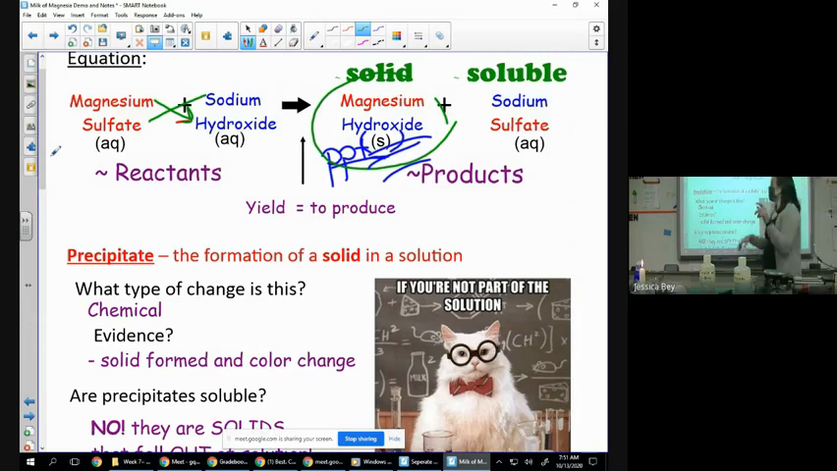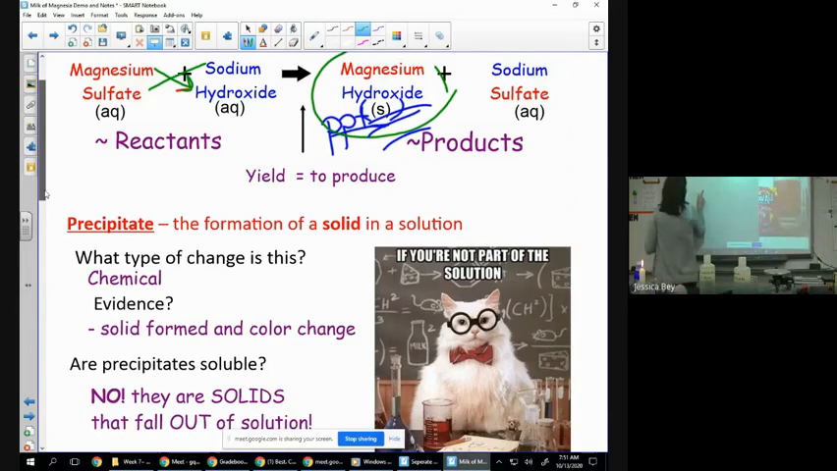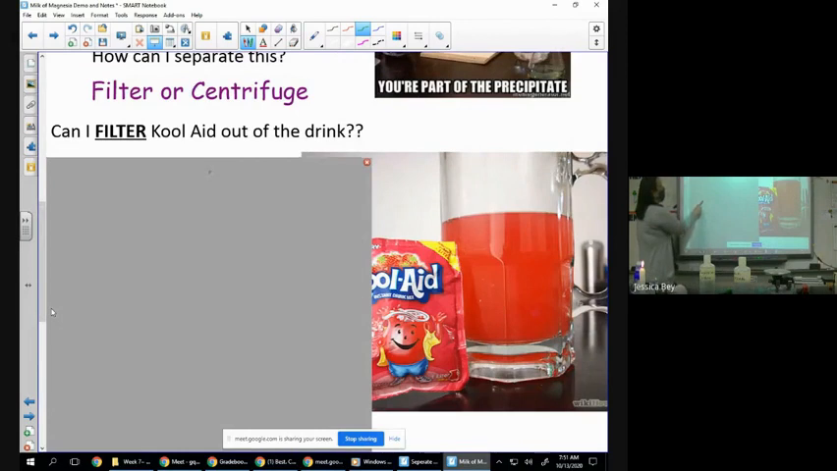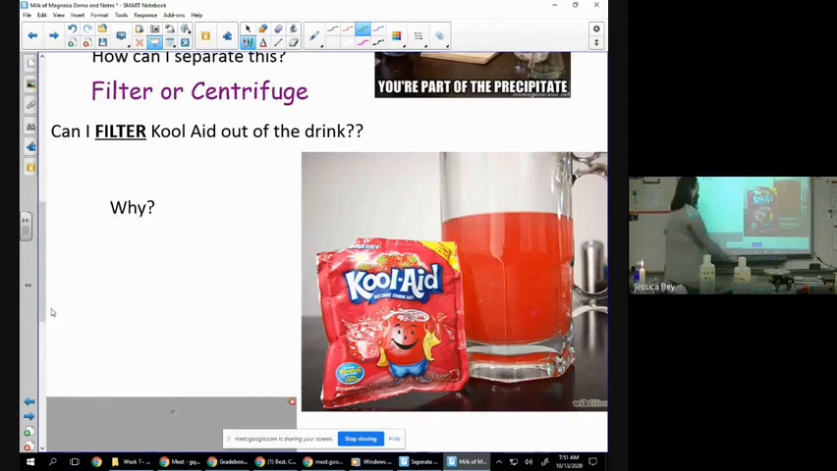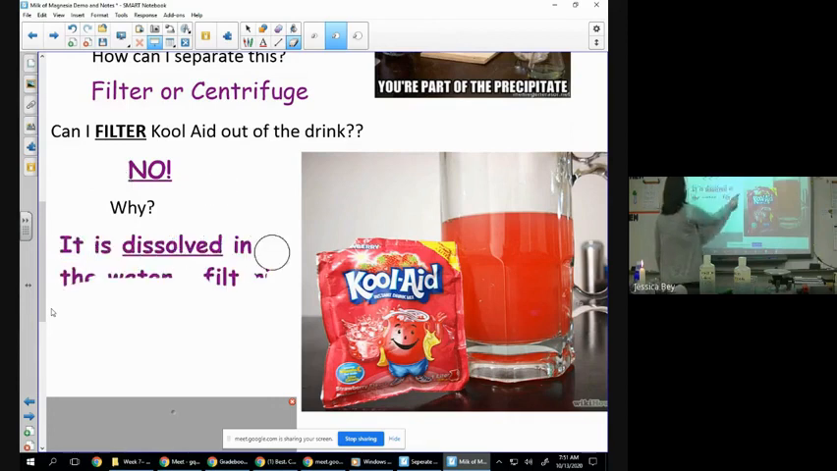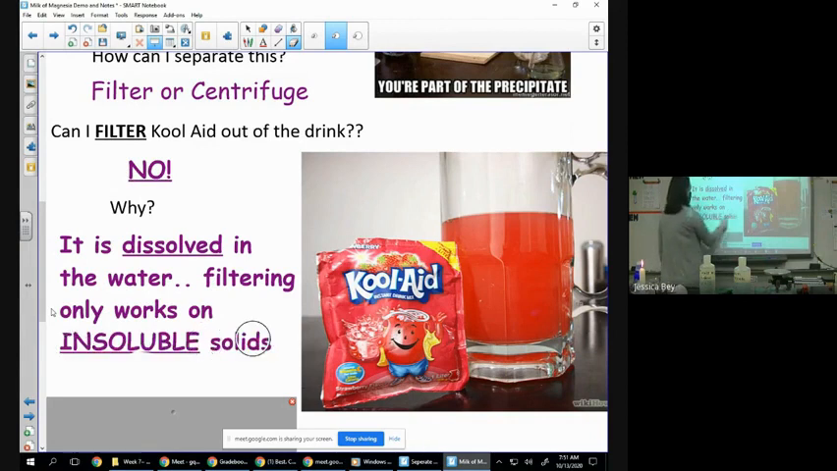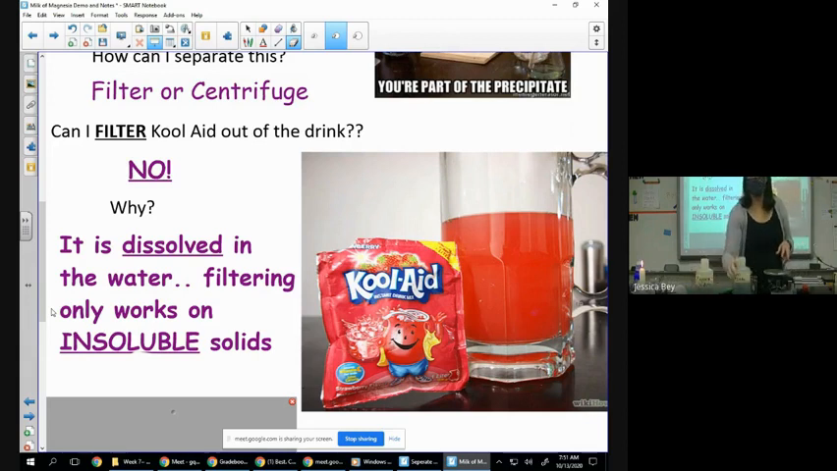So that's that. Last question I have, just to throw it out there because I love to ask: can I filter Kool-Aid out of a Kool-Aid beverage? No. Why can't I filter Kool-Aid out of a Kool-Aid beverage? That's because Kool-Aid is dissolved. So just making sure you remember that dissolved things do not filter or centrifuge out. All right, let's get into it.